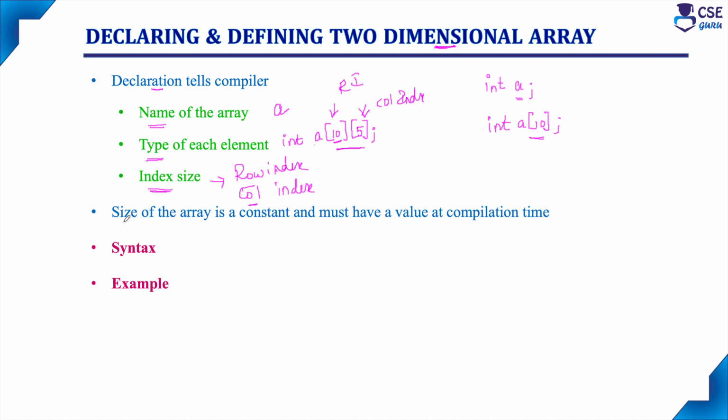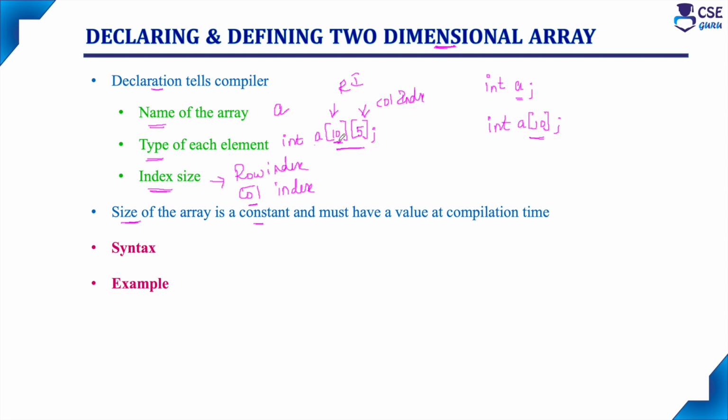Here the size of the array is constant. In the one-dimensional array itself, we have discussed this issue. That is, if you have declared the size of the array during declaration, that size is constant throughout the program. We cannot alter the size.